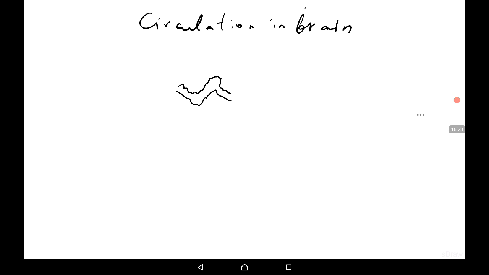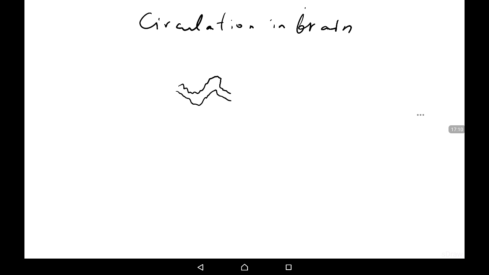In the brain, in contrast with the heart, we have a lot of anastomoses. We have a lot of bypass vessels which compensate the deficiency of blood flow. Then we have a very dense capillary net in the brain. The brain microcirculation density is the most prominent in comparison with other parts of the body.